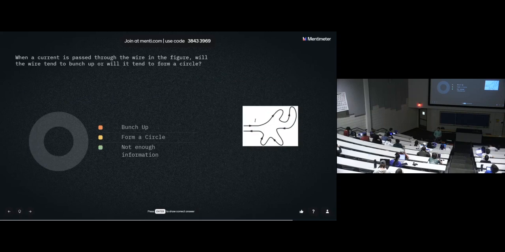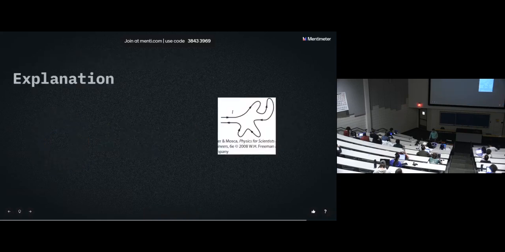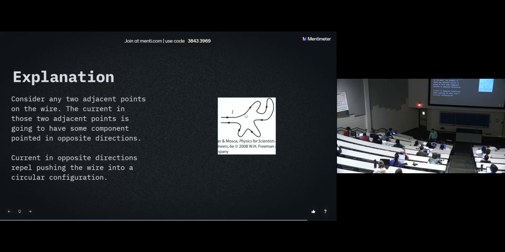When a current is passed through the wire in the figure, will the wires tend to bunch up or will it tend to form a circle? This question was actually asked in the last class period. Yeah, it wants to form a circle. You choose any two adjacent points on the wire, so let's say this point right here where the cursor is and right here. The current will be flowing in opposite directions, and we said that when current flows in opposite directions, you get a repulsive force between them. So the net result is that the wire wants to spread out.